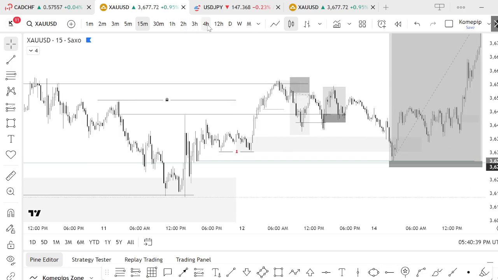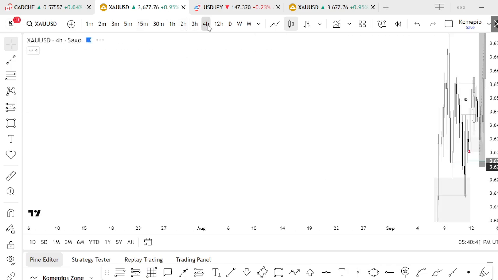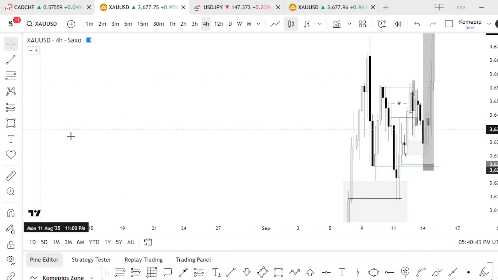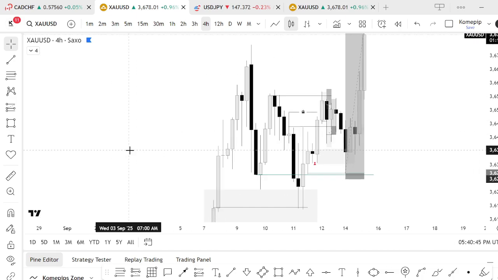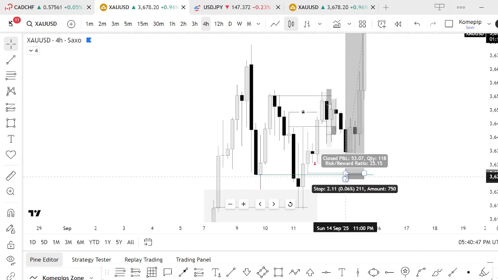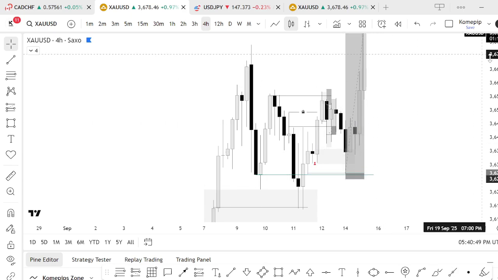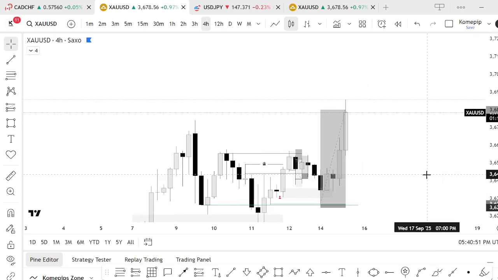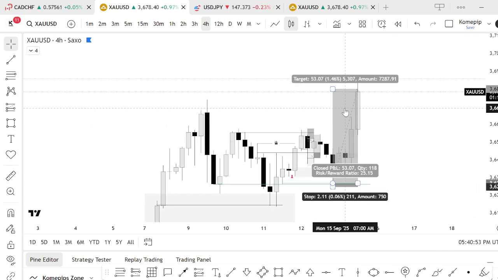Also what I did was to add a touch of SNR, support and resistance, which is here, as you can see, and boom, price pushed to the moon. All right, 1 to 25 risk to reward ratio.